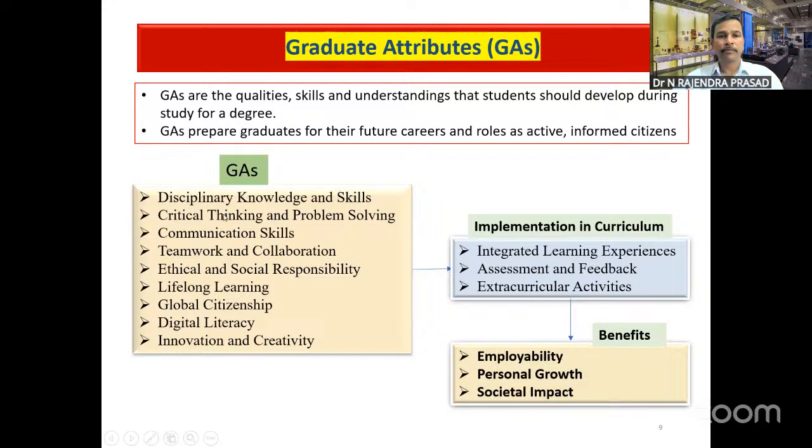Okay, number one, it is all related to the discipline, subject. What extent of the subject knowledge the graduate has acquired, what extent of the subject skills he has earned. That is the first graduate attribute. That is very important. Of course, without this graduate attribute, he may not be able to pass the course. He may not be able to pass the degree. That is one thing. And the second important one is critical thinking and problem solving skills. They are very important.